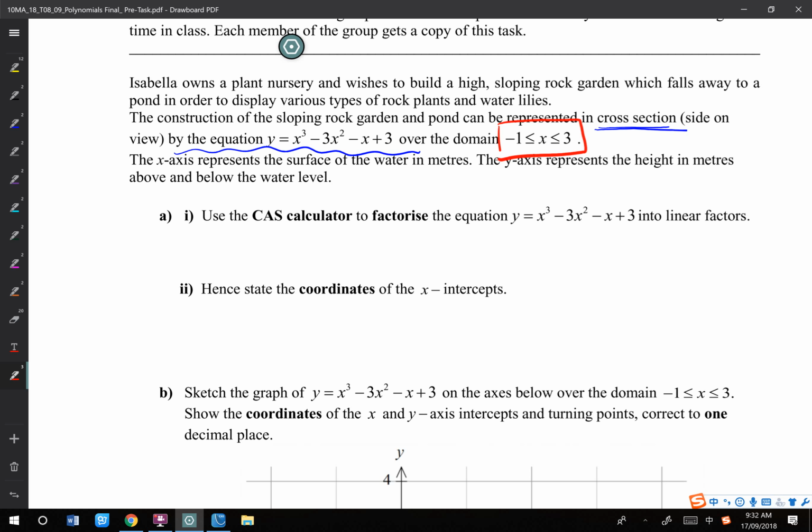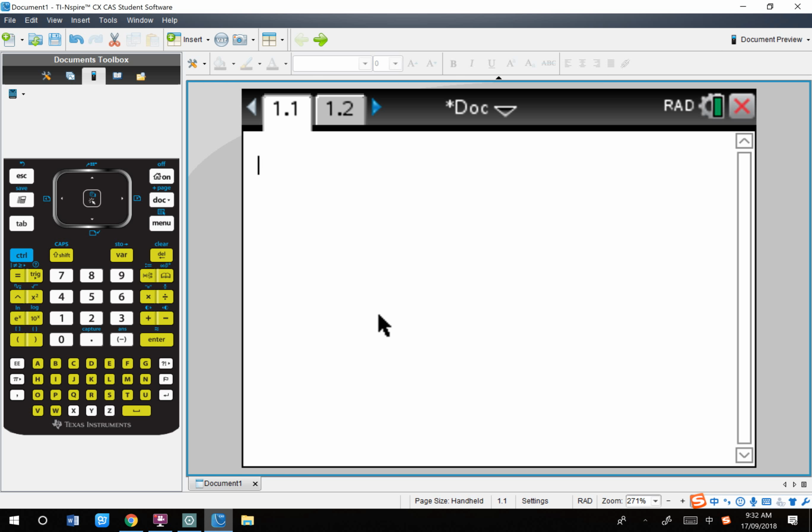The first question asks you to use the CAS calculator to factorize the equation. What I will do first is define a function. I'm not sure if you remember how to define a function. If you realize this function appears a lot of times in the question, you will use it many times, so I don't want to type it every single time. I want to give it a name, and every time I say f of x, that means this function here.